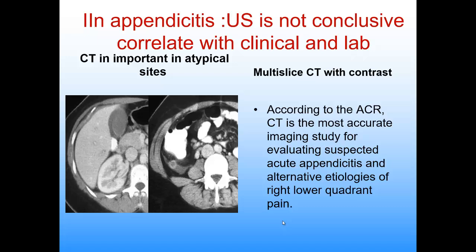CT is important in atypical sites. For example, the subhepatic appendix, we could not see by ultrasound, but we can see it by CT. According to the ACR, CT is the most accurate imaging study for evaluating suspected acute appendicitis and alternative etiologies of right lower quadrant pain, provided that the examination is done well. We take thin cuts and try to see the appendix. We can give oral and intravenous contrast in order to detect the site of the appendix.